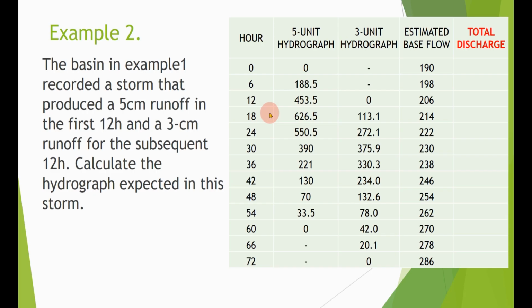And for our next example, the basin in example 1 recorded a storm that produced a 5 cm runoff in the first 12 hours and a 3 cm runoff for the subsequent 12 hours. Calculate the hydrograph expected in this storm. And moving the data again to our Excel file.